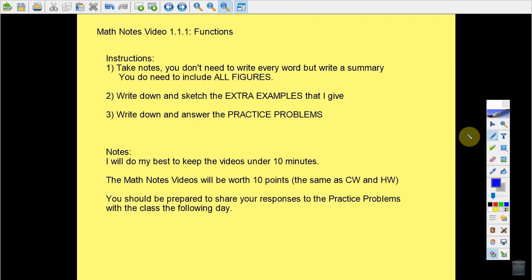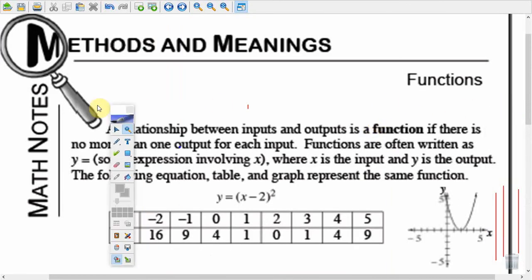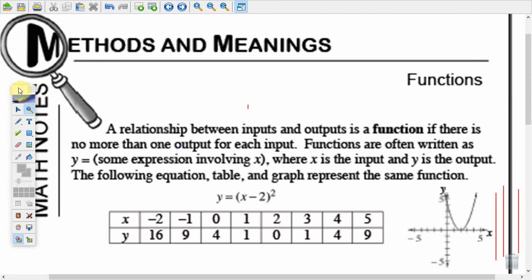So let's get started. 1.1.1 functions. This is the Math Notes page from your book. You should have a square similar to it in this section. We're going way back to functions, which we actually covered on day 1 of Integrated 1, and now it is day 1-ish of Integrated 3. So these don't go away. We're seeing it again. Little review.